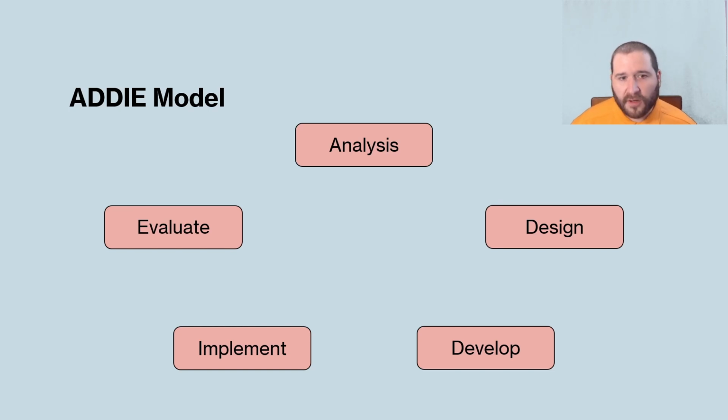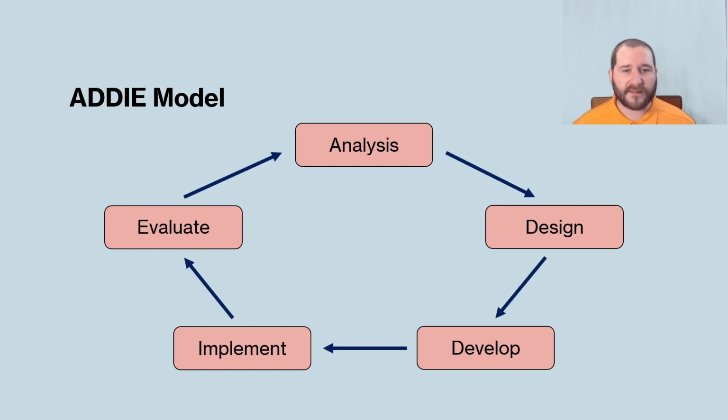And although it's a dynamic model, it is somewhat linear as well. Usually you're going to start with the analysis phase, go to the design phase, the development phase, and so on. However, a lot of people like to use ADDIE in a dynamic fashion. So although we might go in order with these steps, we also might see something in a later phase that makes us think, I didn't know that. I need to go back because now I have new information and I'm going to restart this model.